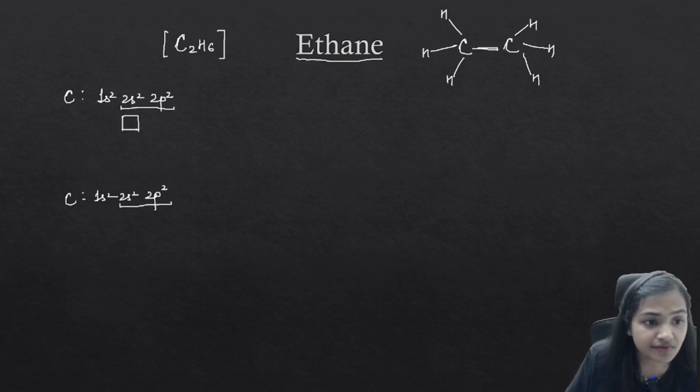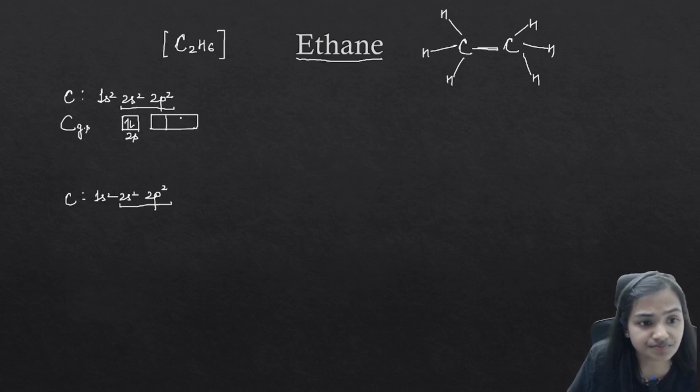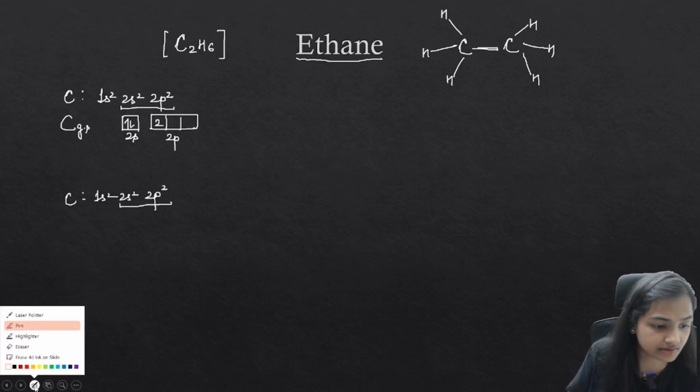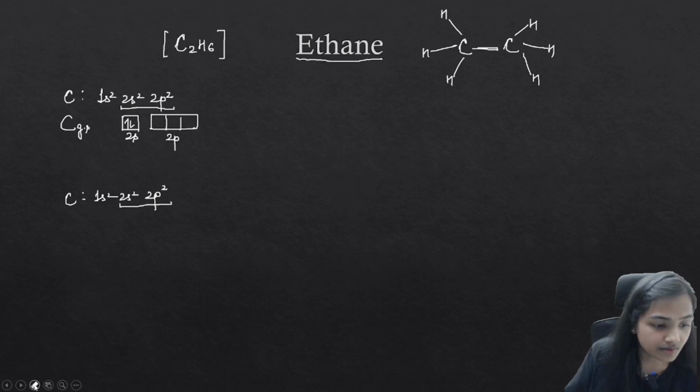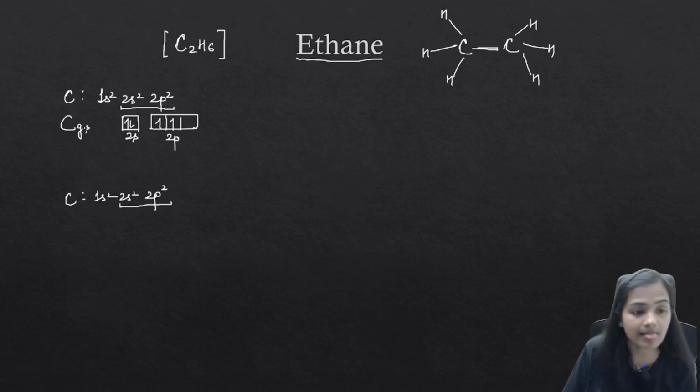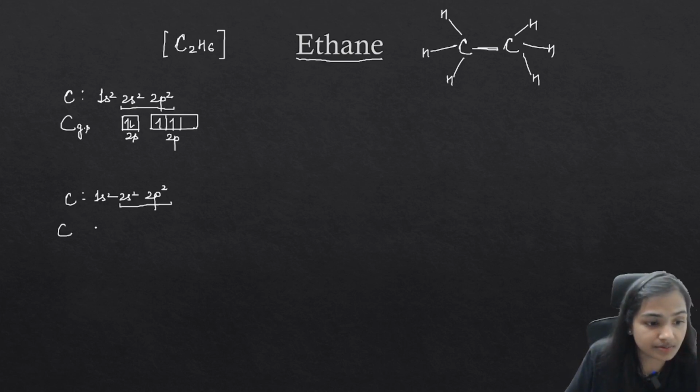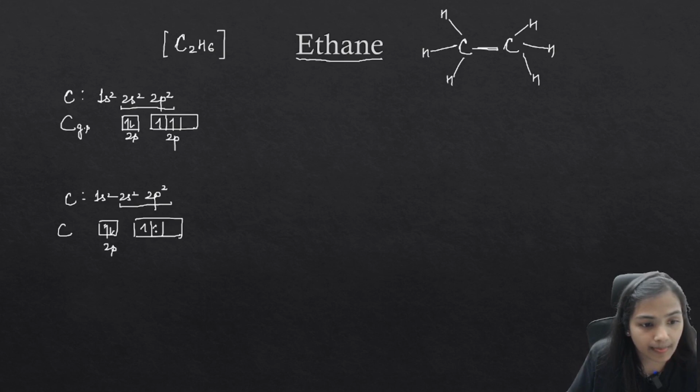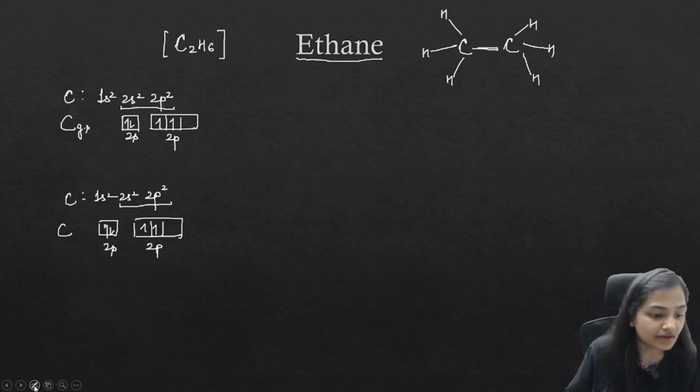When the carbon is in its ground state, there are 2 electrons in 2s. Then we have 2p. How many 2p electrons do we have? We have 2 electrons in 2p, 1 and 2. Again, for the other carbon as well, you will get 2s and 2p electrons.